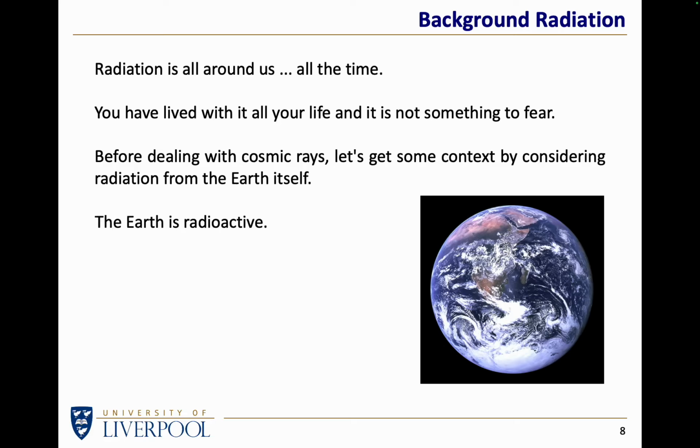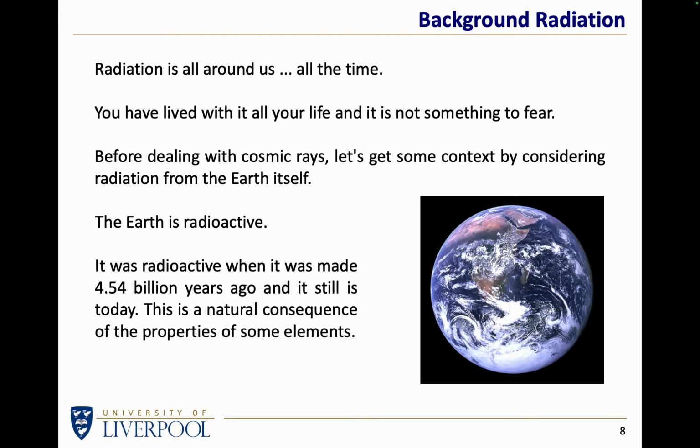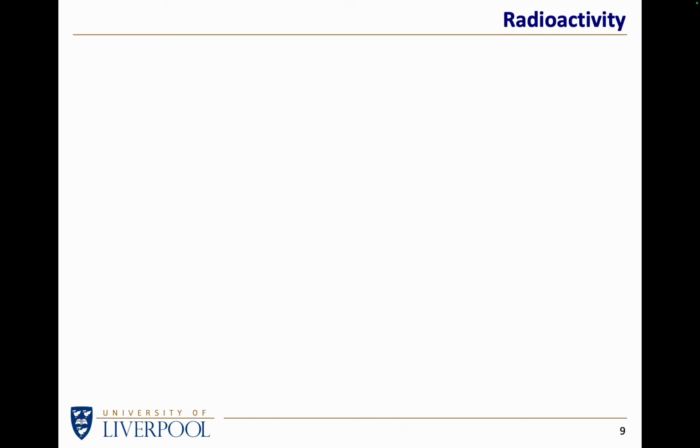We have to remember that the Earth is radioactive. This is nothing to do with mankind letting off A-bombs, which unfortunately we did back in the 60s. The Earth is radioactive because the Earth has always been radioactive. Ever since it was made 4.54 billion years ago, the Earth has been a radioactive rock spinning in space. And that's a perfectly natural consequence of the elements that we now characterize by putting them in a periodic table.